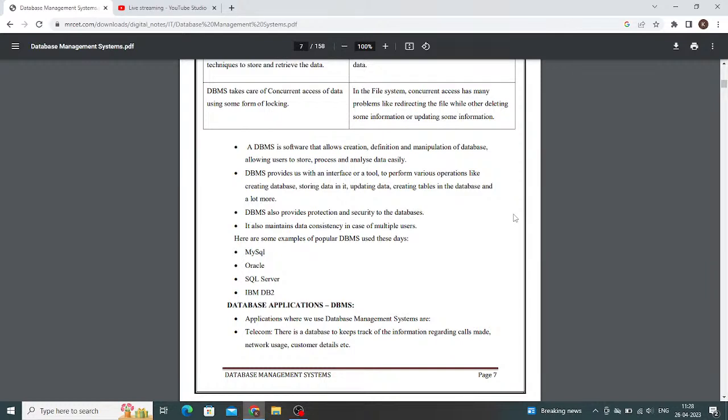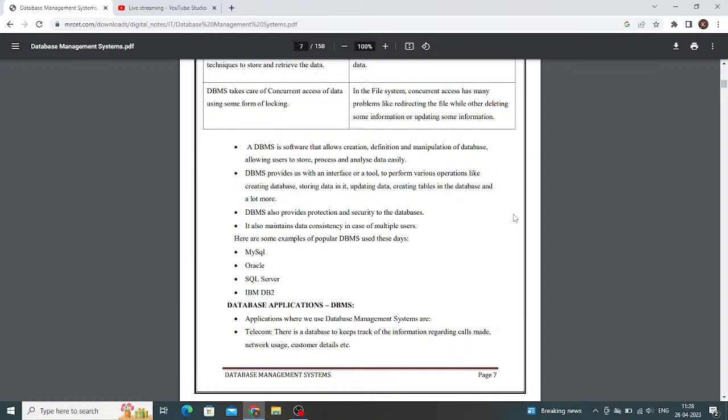Okay, next, a DBMS is a software that allows creation, definition and manipulation of a database, allowing users to store, process and analyze data easily. A database provides us with an interface or a tool to perform various operations like creating a database, storing data in it, updating data, creating tables in the database and a lot more.